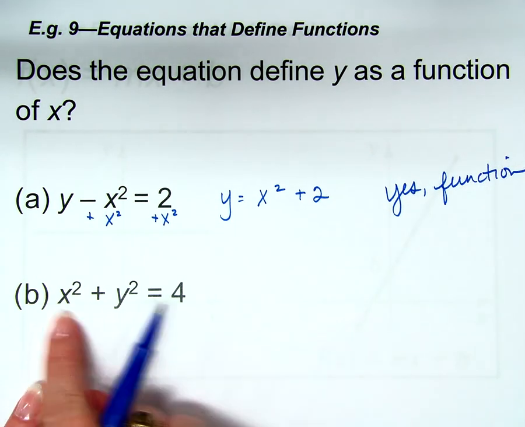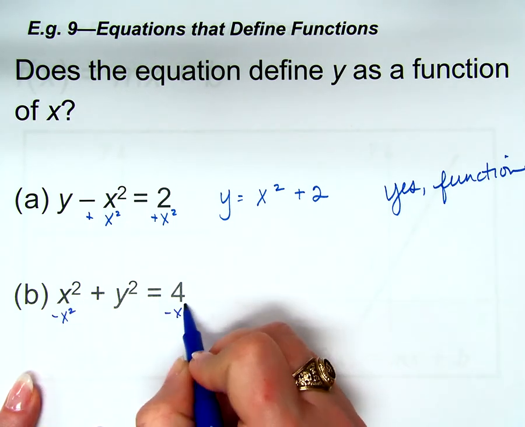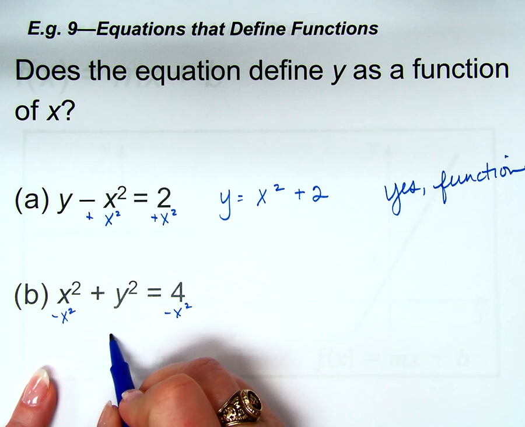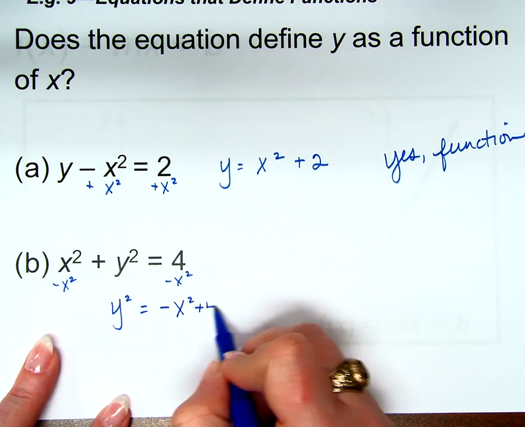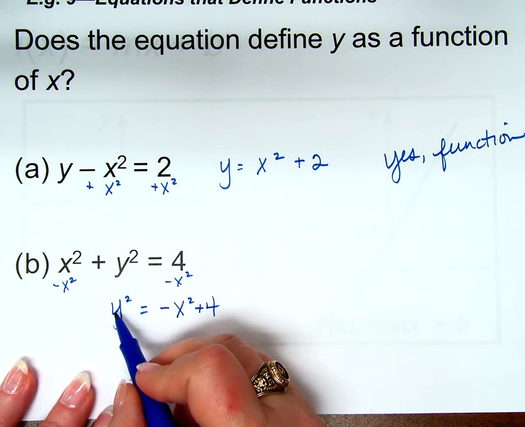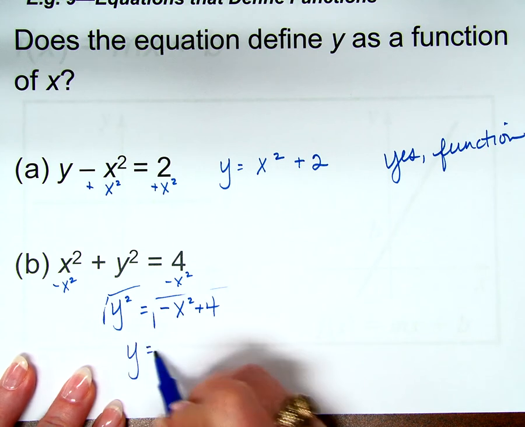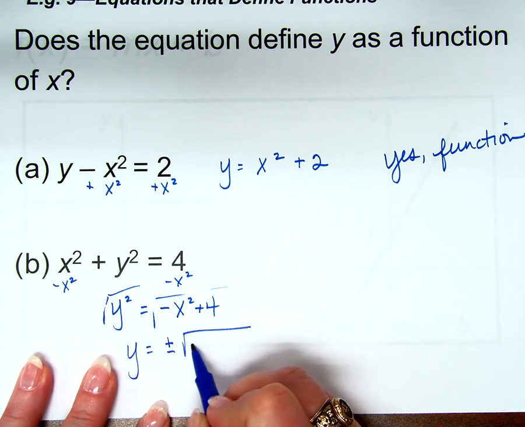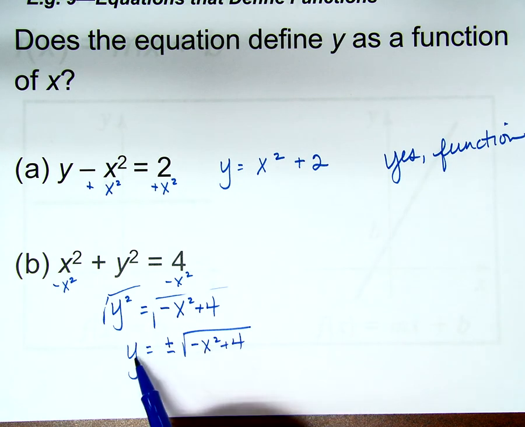Okay? Now look at this one. If I have to solve for y, I would have to subtract x squared on both sides. I would get y squared equals negative x squared plus 4, or 4 minus x squared, either one is fine. But then to solve for y, I would have to actually square root both sides. When I do that, I get y equals plus or minus the square root of negative x squared plus 4. So if I put in an x value here, I'm going to get a y value. But if I put in a different x value, I'll get a different y value. So how do I decide if this is a function or not?